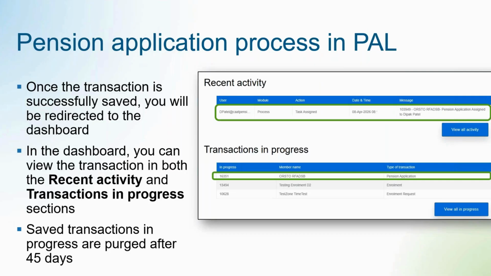Saved transactions that haven't been submitted to CAT will expire approximately 45 days after the date the transaction was last saved. A system-generated email notification will be sent 30 days after the transaction was last saved. If the transaction is not resaved or submitted to the plan, a final reminder will be sent 15 days later. If not actioned, the transaction will be purged from PAL.